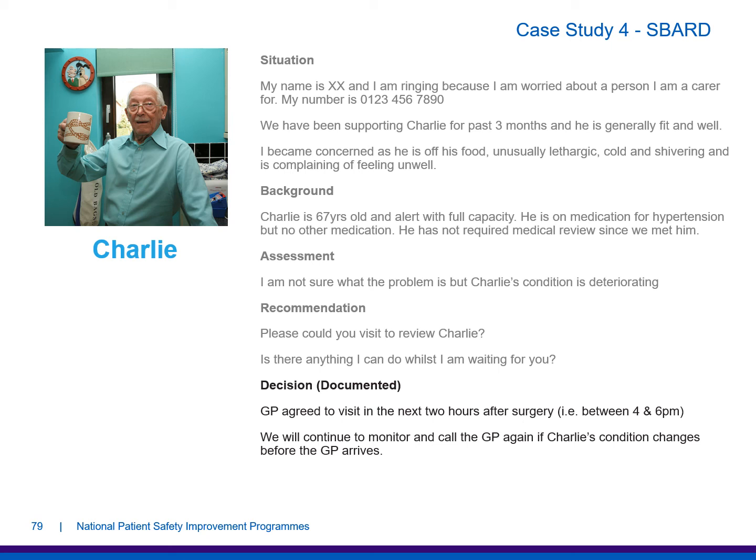And the decision reached was that the GP agreed to visit in the next 2 hours after surgery, i.e. between 4 and 6, which is useful information because there's no need to chase the GP before 4 o'clock, because you know he's coming between 4 and 6, unless of course Charlie becomes worse. You also know he's going to come by 6 o'clock, so if it gets to 7 o'clock, you're able to call the GP again because that's not what was agreed. And we will continue to monitor and call the GP again if Charlie's condition changes before the GP arrives. It's very clear what the plan is for all concerned.